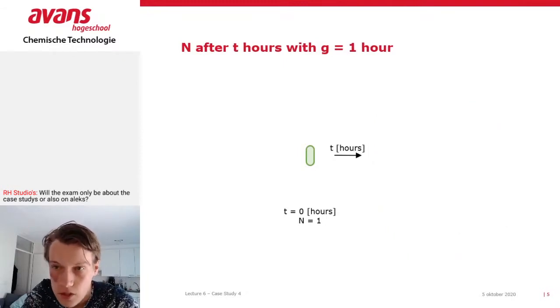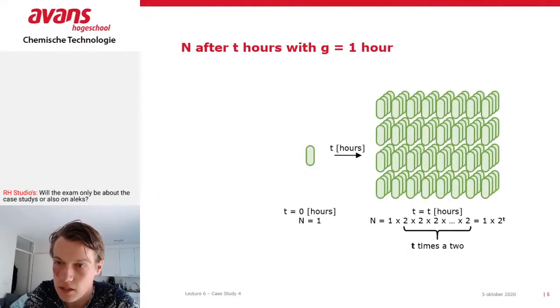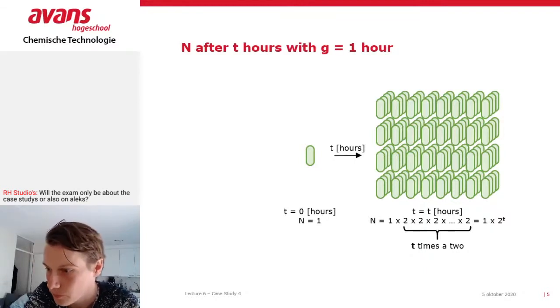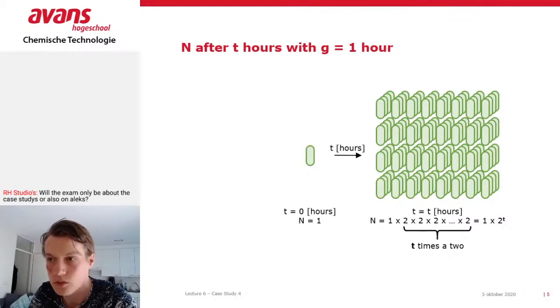If you don't know the amount of hours the bacteria were grown, you can use a symbol. You can use t hours, and that means that after t hours the amount of bacteria n is 1 times 2 raised to the tth power, which basically is 1 times 2 times 2 times 2 times 2, and there will be t times a 2.